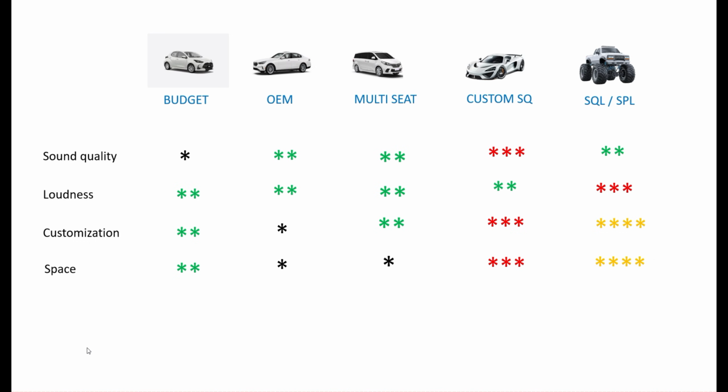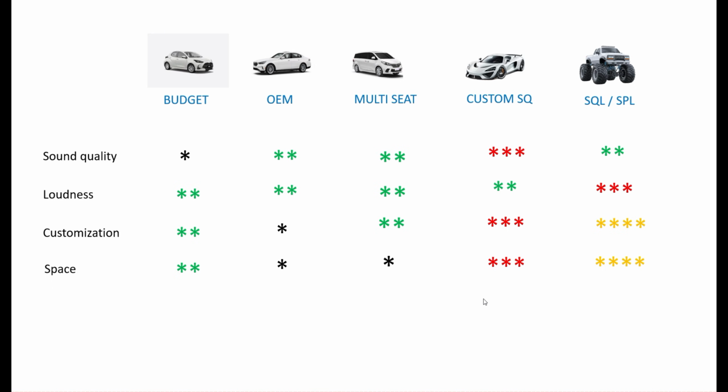And then there's space, right? If you need your car to be functional and have luggage space, and don't want subwoofers in the footwells because you want your passengers to be comfortable, then you're probably not going to choose a custom SQ or SPL type of build, because in those cars the system comes first and space is kind of an afterthought.